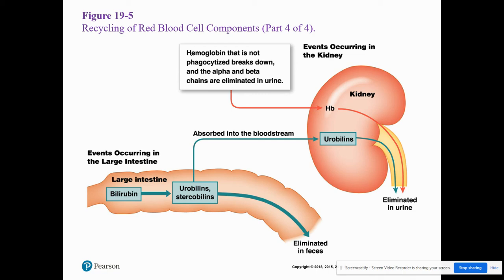All right, so anything not phagocytized and broken down gets eliminated. Hemoglobin goes through your kidneys and then is eliminated out. This is one of your ureters, and it'll go down to your bladder, not shown. And then the bilirubin and whatever's not used for the urobilins or stercobilins, these guys will be eliminated in feces. So they're showing you the large intestinal movement.